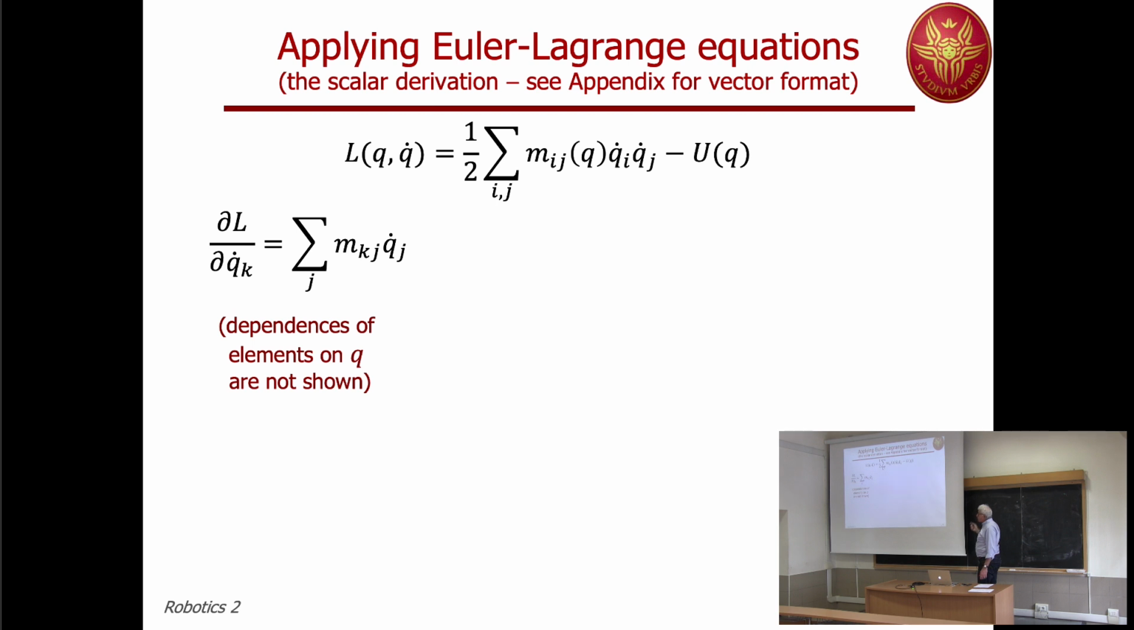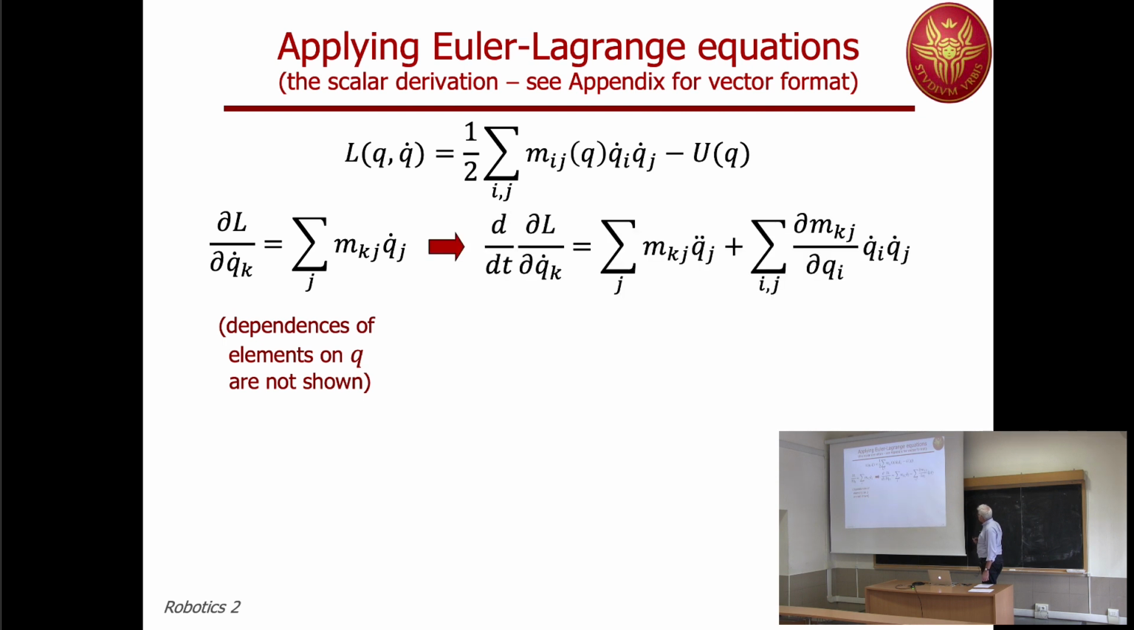Of course, the potential energy does not contribute to this term because potential energy does not depend on velocities. Now, we have to take the time derivative of this quantity. This is what the generic equation in the Euler-Lagrange form requires. So on each term in the summation, we have the derivative of the velocity, which generates the acceleration. So we have a summation of m_kj times q double dot j.